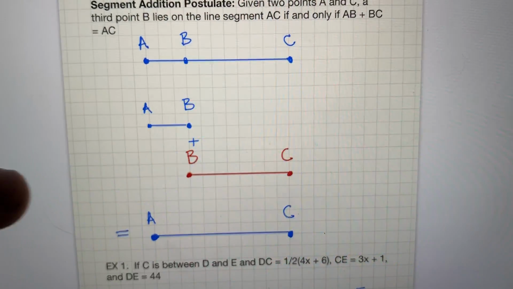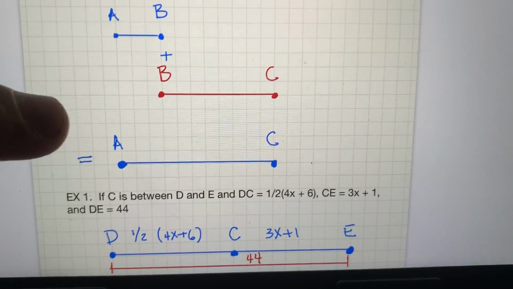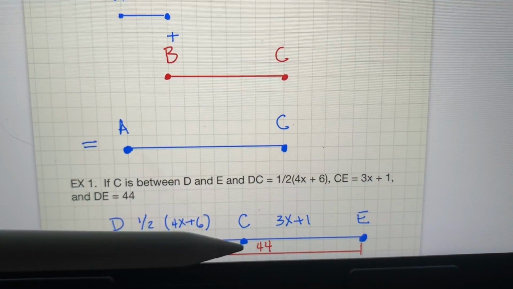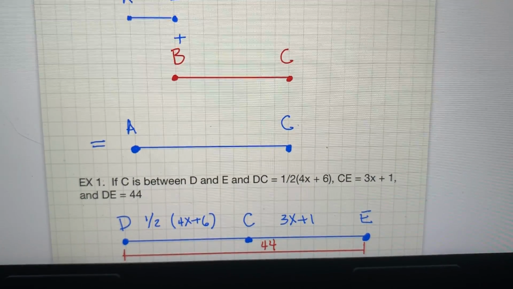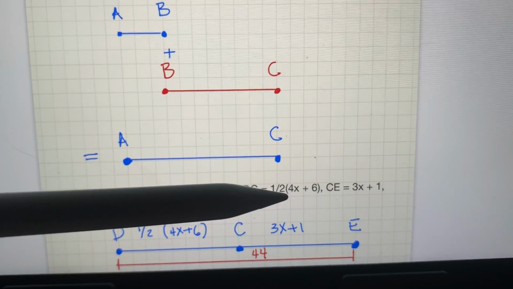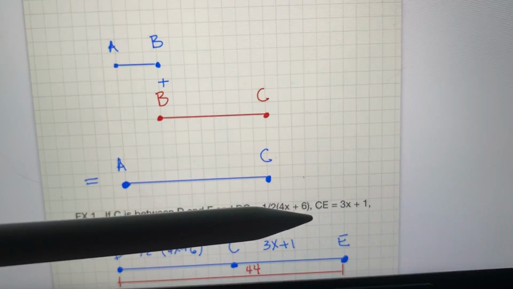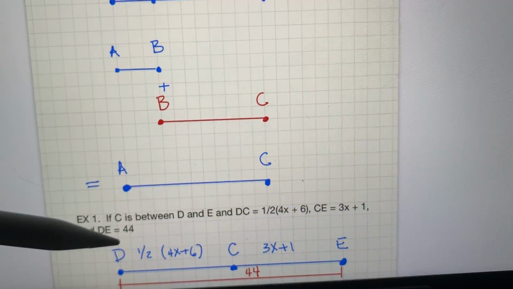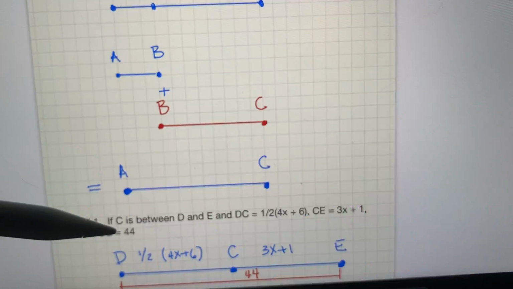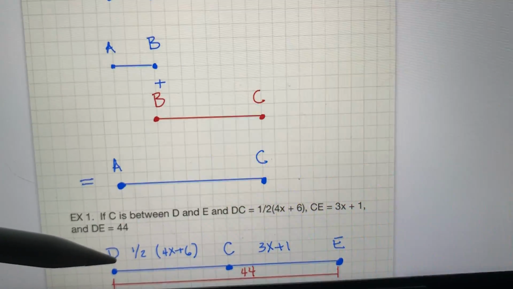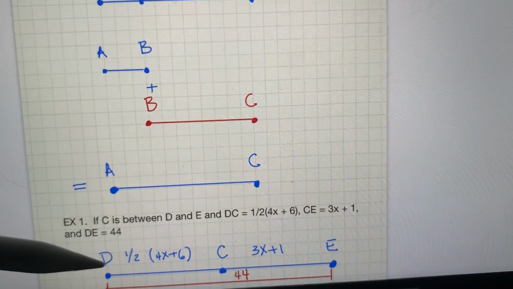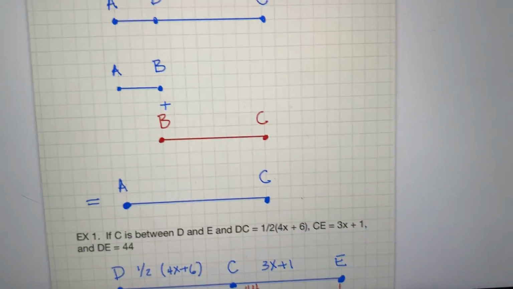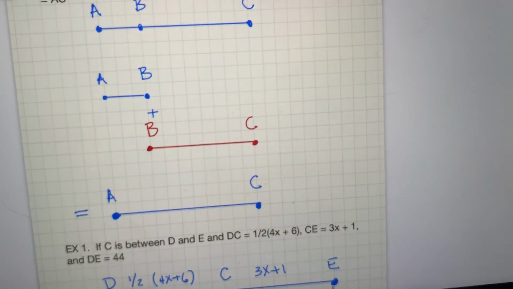Now, continuing with this postulate, we can see that there's an exercise here. It says, if C is between D and E, and DC equals a half of 4x plus 6, and CE equals 3x plus 1, and DE equals 44, we need to find the values for the segment DC and the segment CE. So we'll go to the next page to address this.